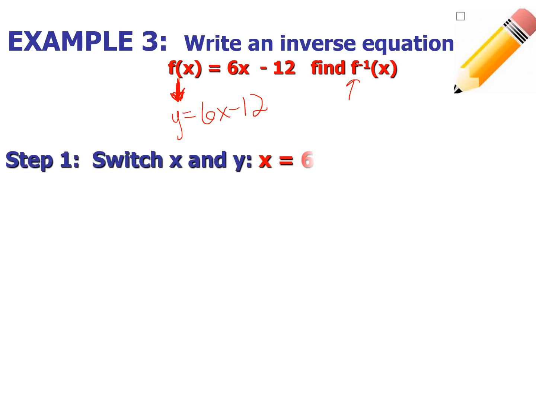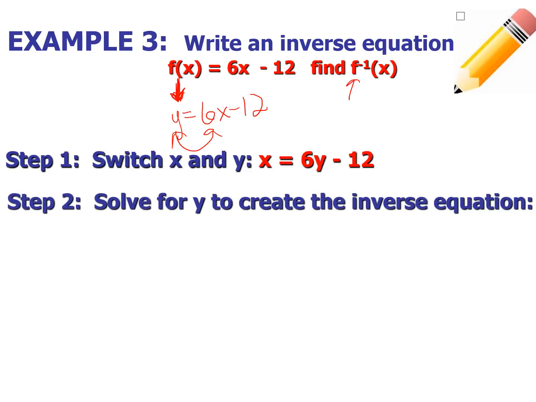If we switch the x and the y, it now becomes x is equal to 6y minus 12. And now what I have to do, ladies and gentlemen, is solve for y in order to create my equation, because whenever we talk about equations, we always have to solve for y. We don't like to leave it as x is equal to something. So if I have x is equal to 6y minus 12 and I need to solve for y, I have to isolate y. So reverse PEMDAS. My first step is going to be getting that 12 away. So if I undo a negative 12, I have to add 12, and whatever I do to one side, I have to do to the other side.